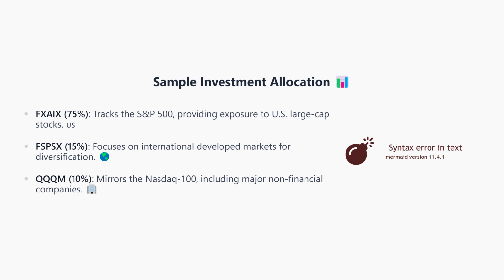We have FXAIX making up 75% of the portfolio, covering the S&P 500 and offering exposure to large U.S. companies. Then, FSPSX represents 15% and focuses on international developed markets, allowing for geographic diversification. Lastly, QQQM makes up 10% of the portfolio, tracking the NASDAQ 100 and offering exposure to major non-financial companies.